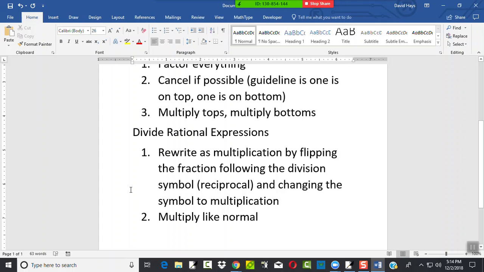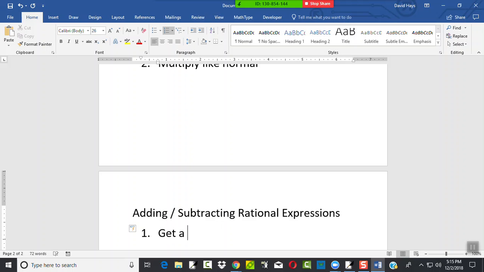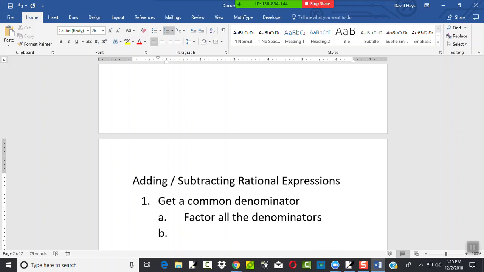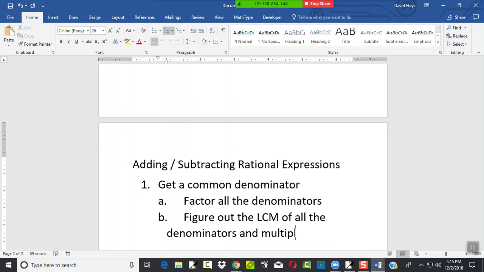Okay, so let's take a look at adding and subtracting rational expressions. Step 1, get a common denominator. And the first thing we do is we factor all our denominators. Figure out the LCM of all the denominators and multiply everything by it.